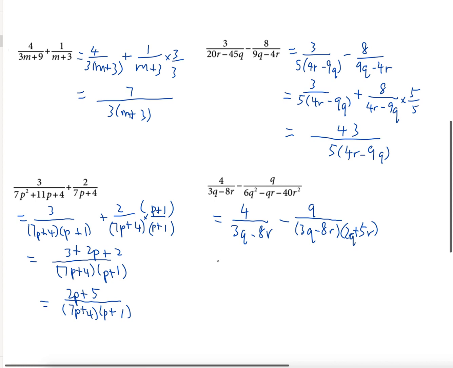Okay, so everything is right now, and this is short of a 2q plus 5r, so we need to multiply 2q plus 5r in the numerator and the denominator. That gives us 8q, 4 times 2, 8q plus 20r minus 9 over the factorized denominator.